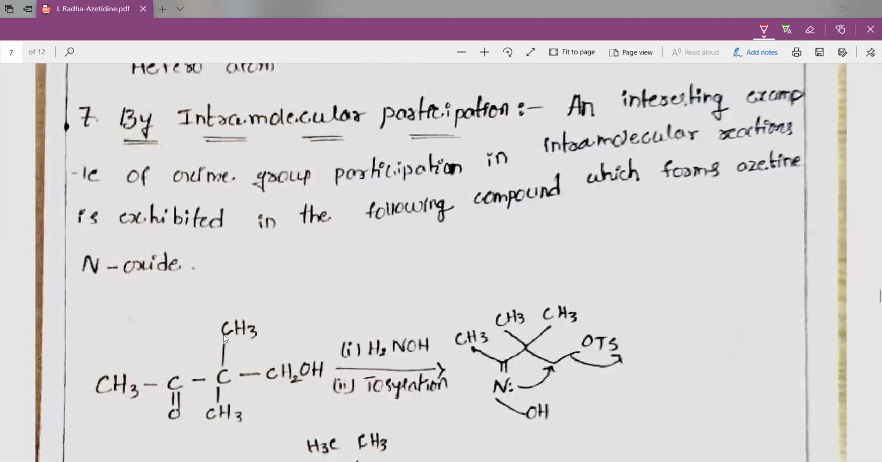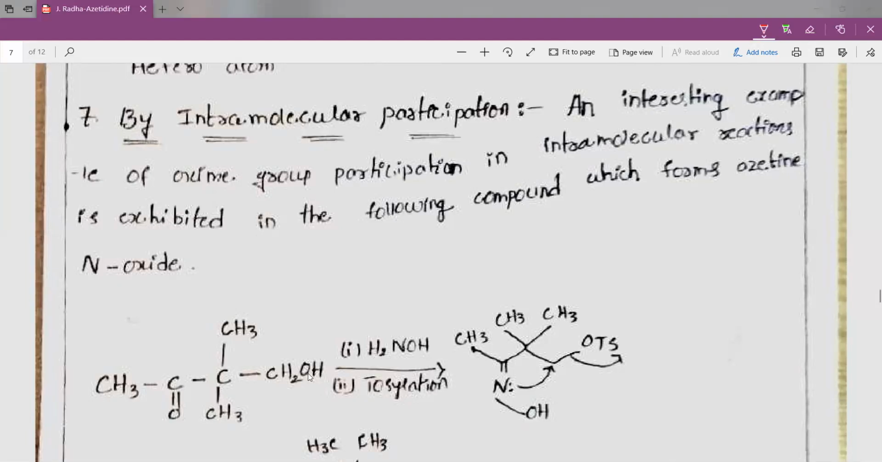So here there is an oxime. The oxime is converted into an azetidine N-oxide. It is a substituted ketone, and it also contains an OH group. This keto group reacts with hydroxylamine to form an oxime. Then this oxime is involved in an intramolecular nucleophilic substitution reaction.